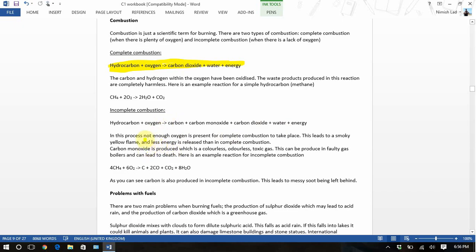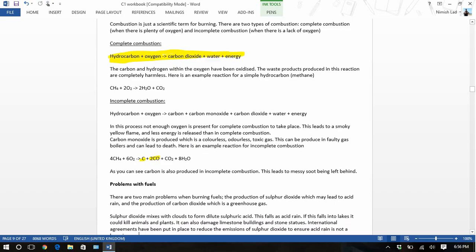So carbon monoxide is also dangerous. It's colourless and odourless, and it's a toxic gas. So if you've got a faulty gas boiler, it can actually lead to death. Or if you've got a blocked chimney, it can lead to death, because incomplete combustion will take place. So here's a formula for it, for methane again. And you can see there's your carbon, sooty stuff. There's carbon monoxide, that toxic gas. You can see carbon is also produced in incomplete combustion. Like I said, that's the sootiness that's left behind.